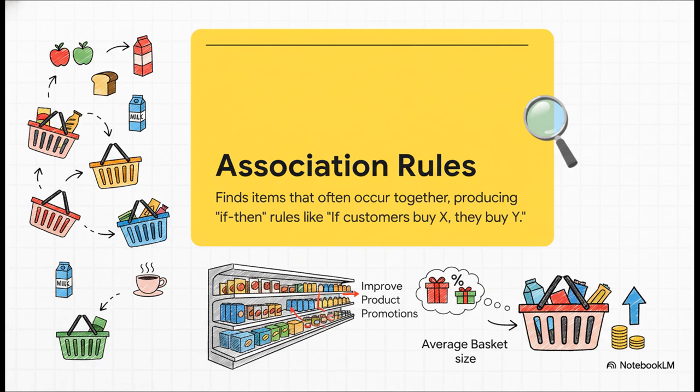But to find more complex co-occurrences, analysts use association rules. This is the secret sauce behind market basket analysis in retail. It generates those really powerful if-then rules that help businesses improve where they place products, how they design promotions, and ultimately how they increase the average basket size.